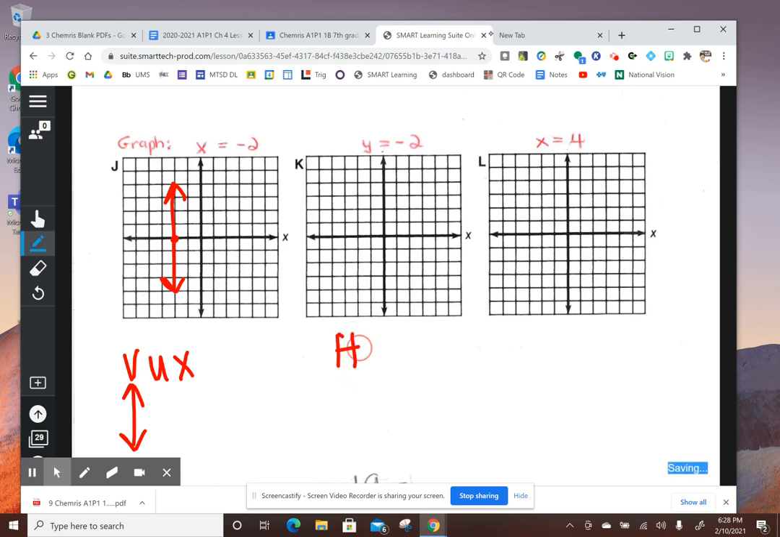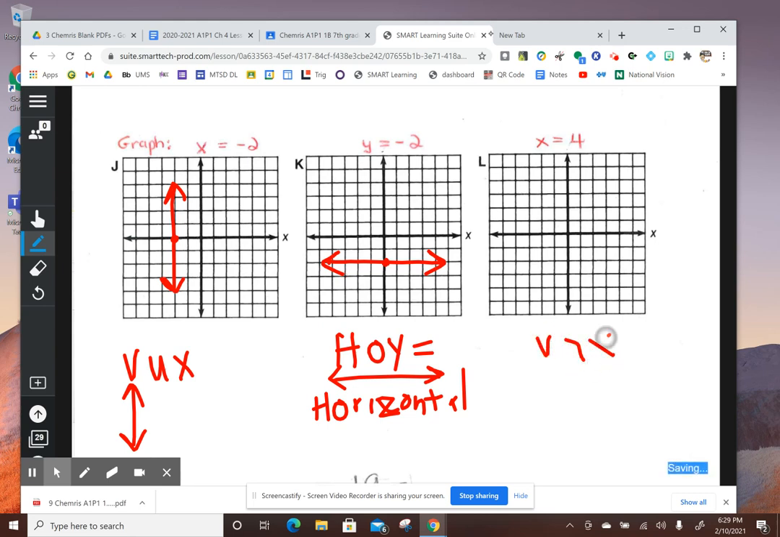The next one is a HOI, and that's horizontal, which is this way. So I find where y is negative 2, and I draw a horizontal line. Think of the horizon. Okay, and x equals 4. Again, it's a VUX. So it's vertical. I find where x equals 4. Draw a vertical line. Okay, so that's the end of this video.